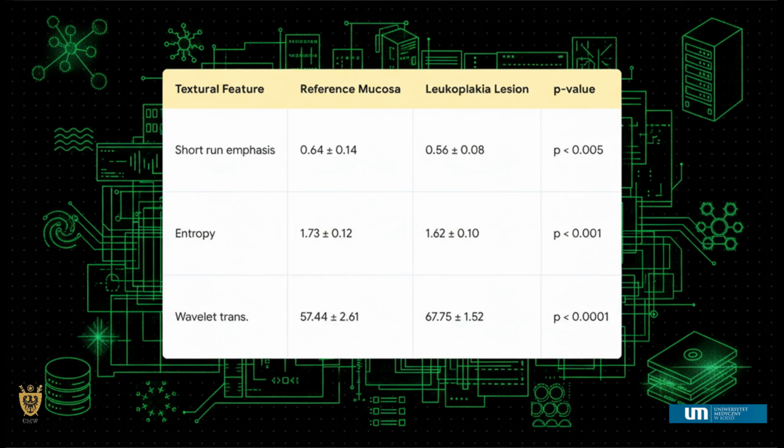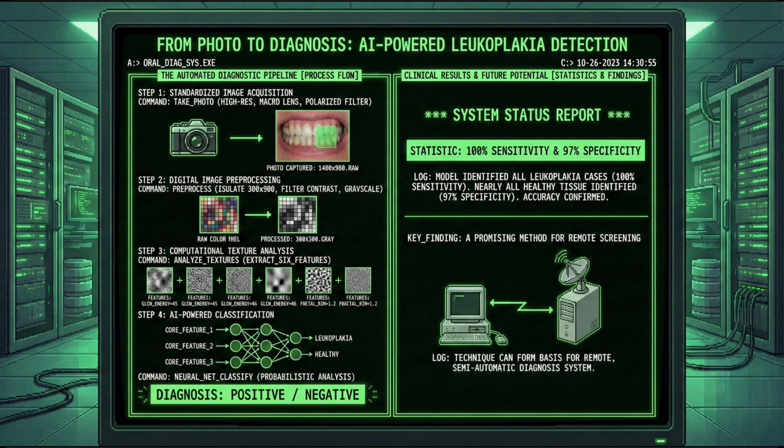So out of those hundreds of features, it all boiled down to these three. These were the ones that proved to be the most powerful differentiators. Now look at those p-values on the right. All you need to know is that a very, very low p-value means the difference the computer found between healthy and diseased tissue is almost certainly real. It's not just a random fluke. These three features are the signal in the noise.